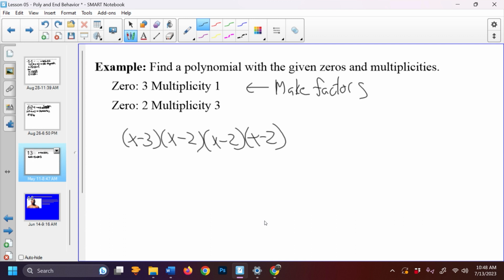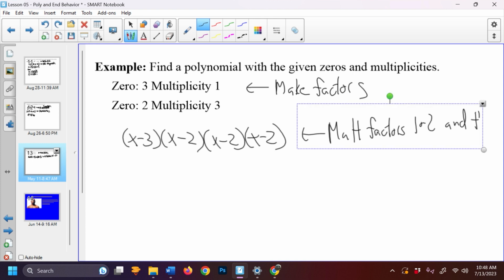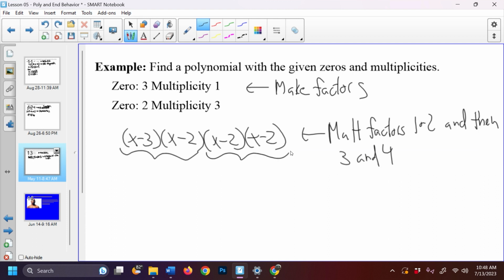And to try and keep my amount of work at a minimum, what I'm going to do is I'm going to multiply factors 1 and 2, and then 3 and 4. So I'm going to multiply these two together, multiply those together.